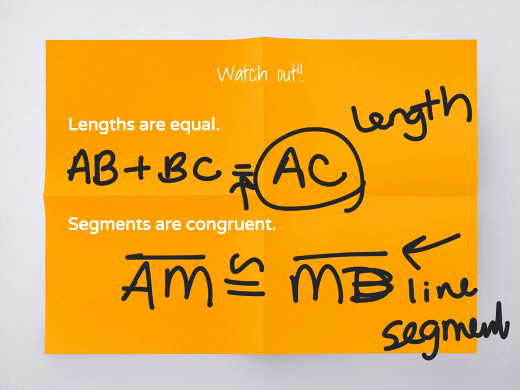Okay, so you need to be careful that you're not interchanging those two. It's going to become important when we do our proofs. You cannot use the congruent symbol when you're talking about lengths, and you cannot use the equal symbol when you're talking about line segments. It's just all in the way that we write things in geometry. So that's something you're going to need to watch out and be careful with. And we're going to do a little activity next week where we talk about some ways that we can remember those.